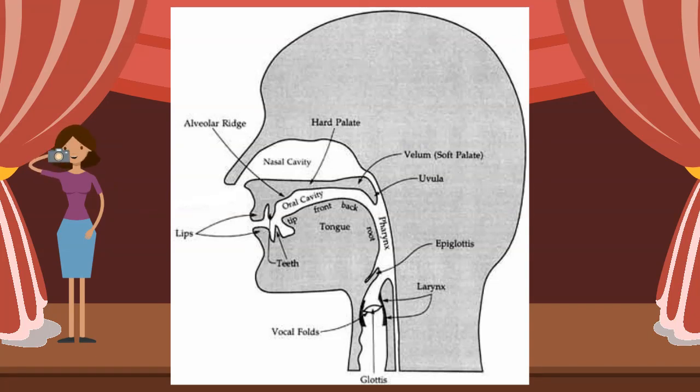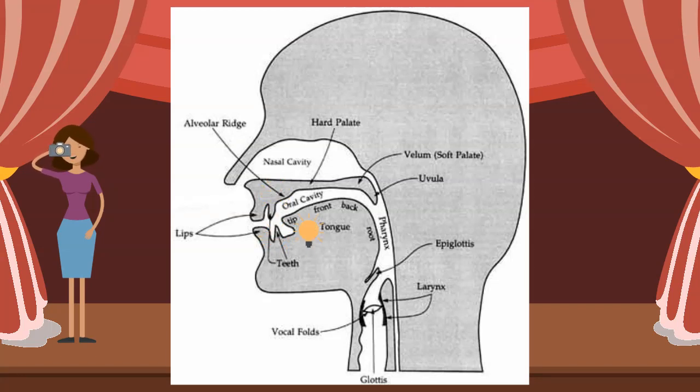You can see along with page 28. The first one is lip. We have two lips, the upper lip and the lower lip. The adjective for a lip is labial. Next, teeth. We have upper teeth and lower teeth. The adjective for the teeth is dental.